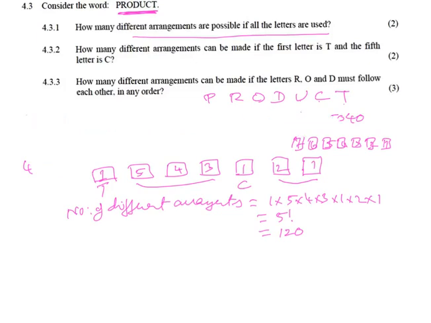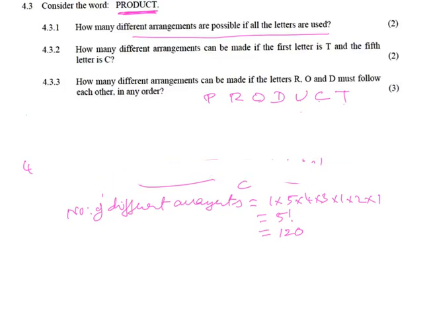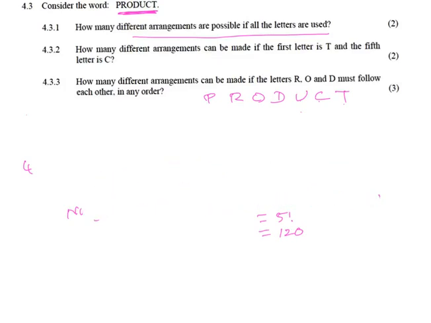The next question here is 433. How many different arrangements can be made if the letters R, O, D must follow each other? Therefore, I have R, O, D, and they must be together always. They must be united. That means they must be tied as one. So that is where we are going to do that now.